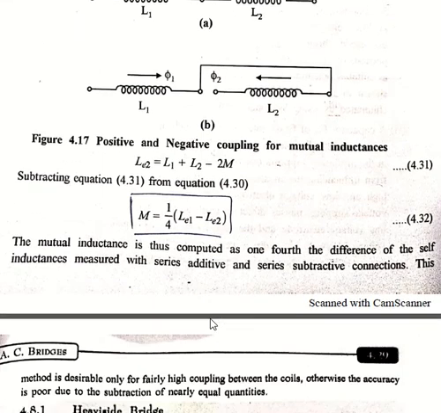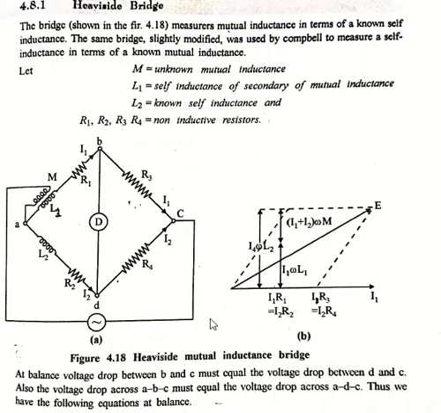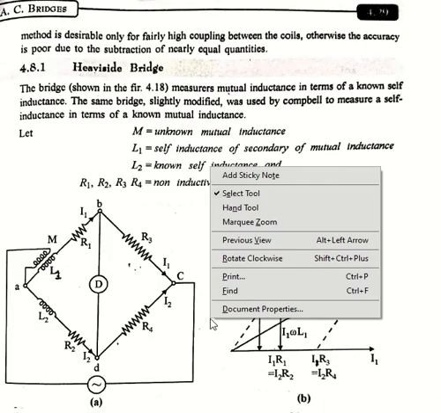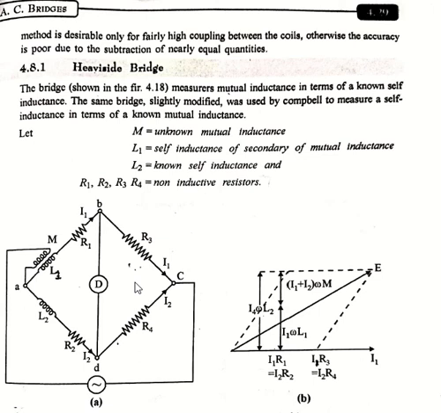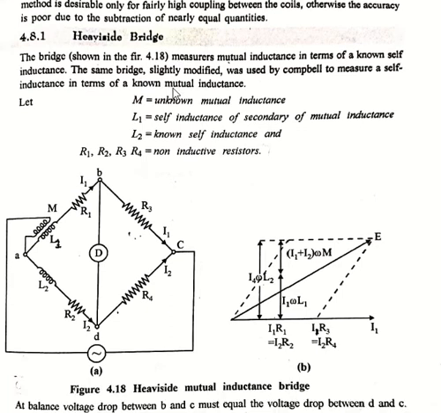So this method is desirable only for fairly high coupling between the coils. Otherwise the accuracy of this method is poor, because the subtracted quantity is very small, so the exact value of mutual inductance cannot be found. This is the kind of direct finding of mutual inductance by using connections of a coil.